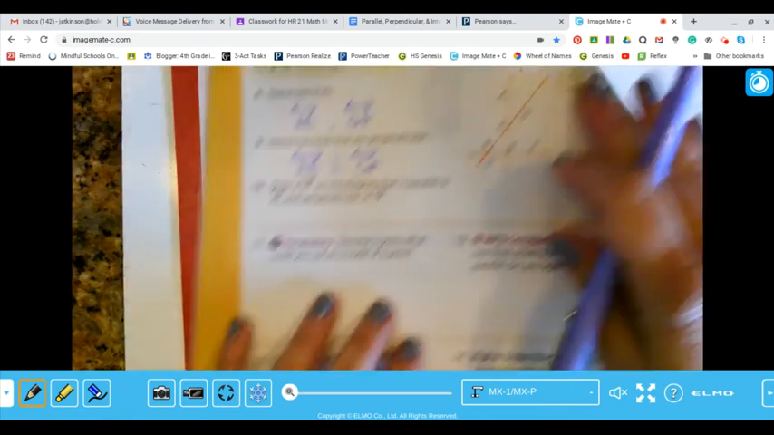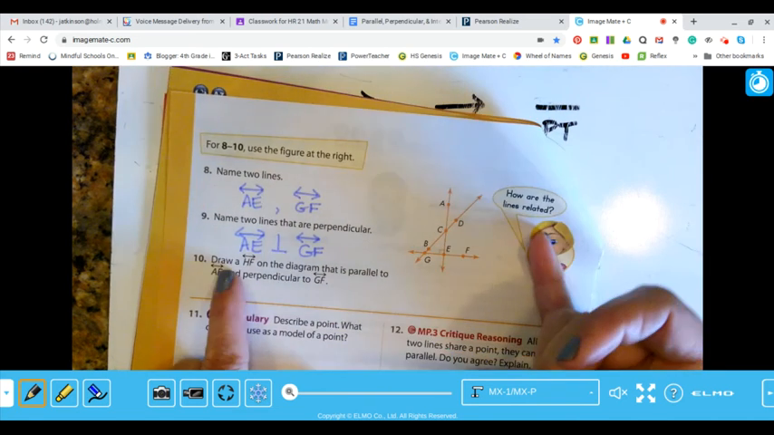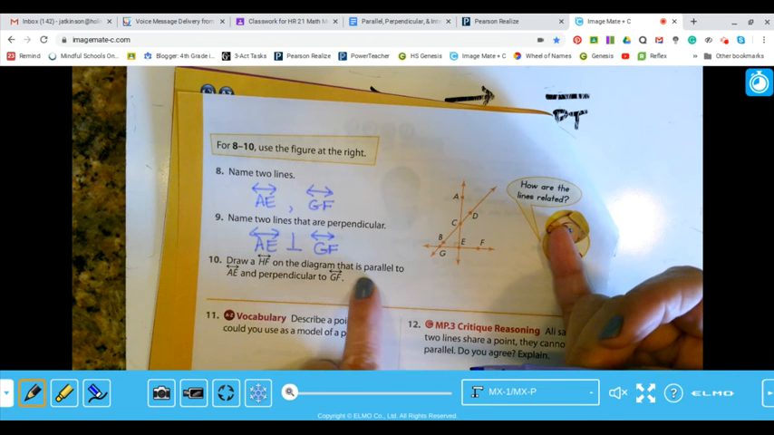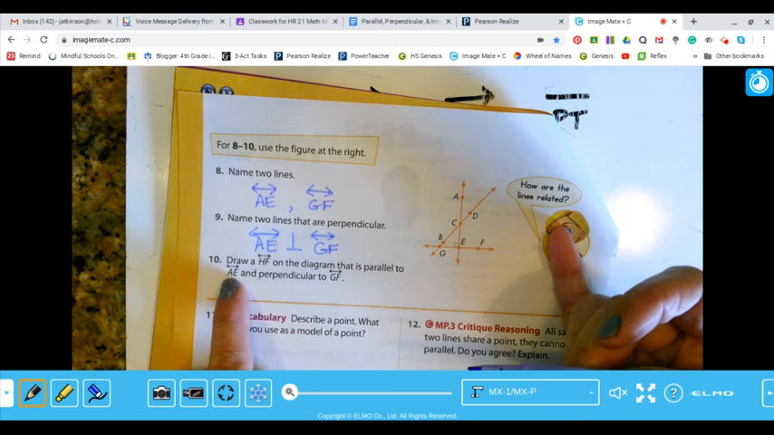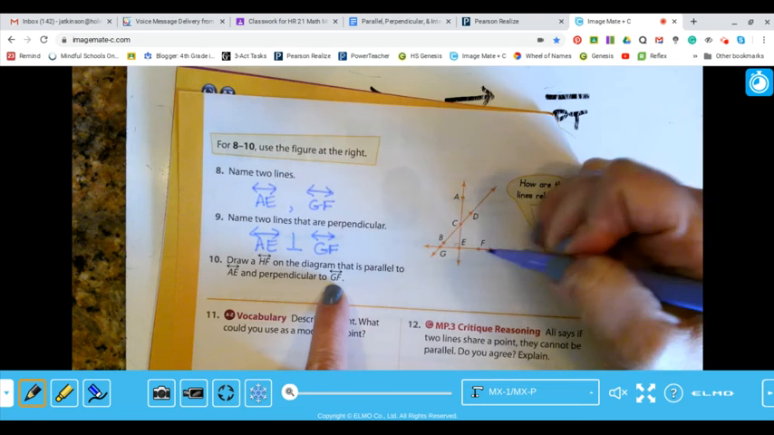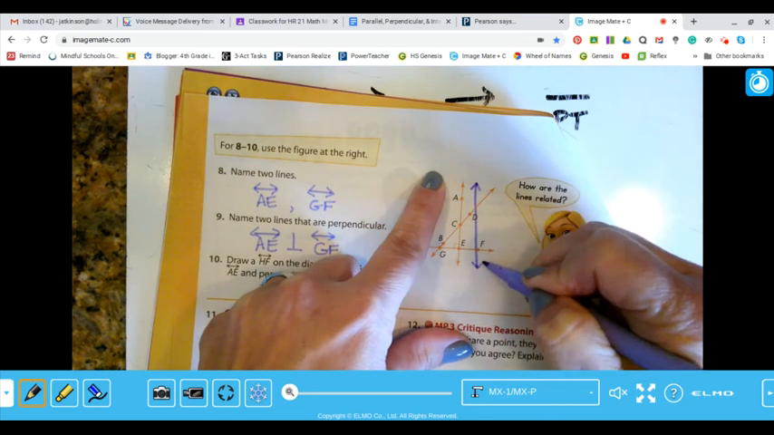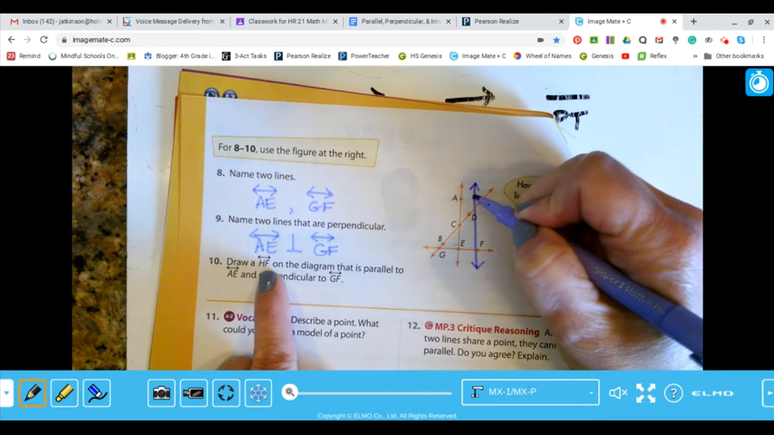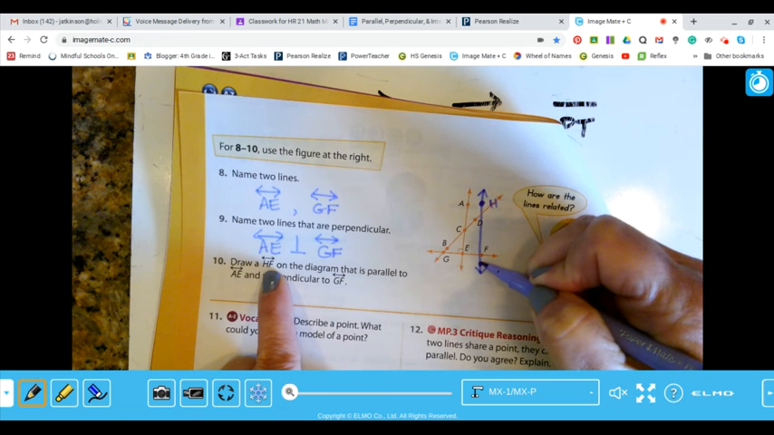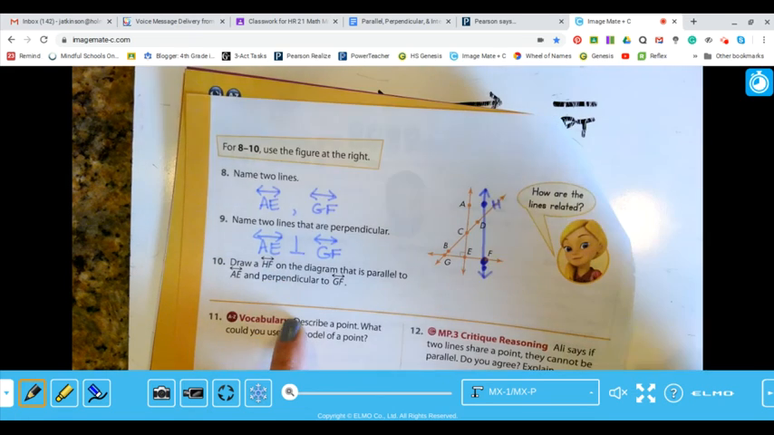We want to draw a parallel line on our diagram, but it's not there already. This is what its name is, line HF, and it's going to be parallel to AE, which is here, and perpendicular to GF. So basically, we're just drawing another line. My line's not perfect, and that's okay. Then we're going to label it. We'll call it H. And actually, my F is right there. And there's my F, HF. And there's my parallel line.